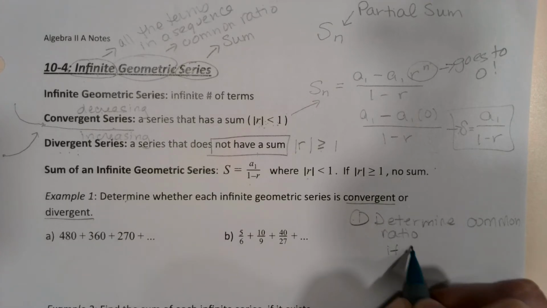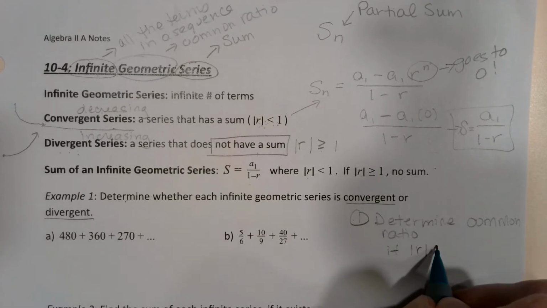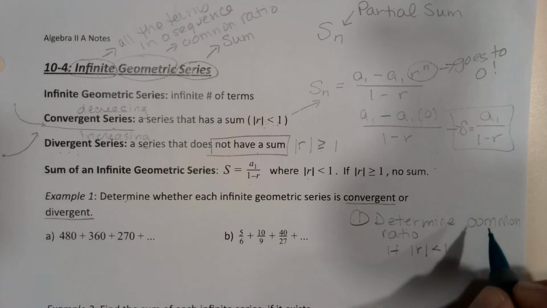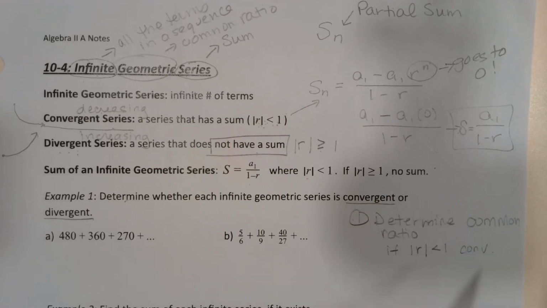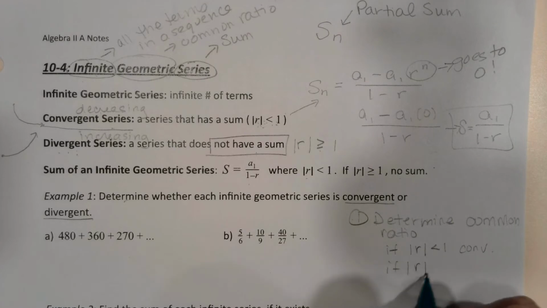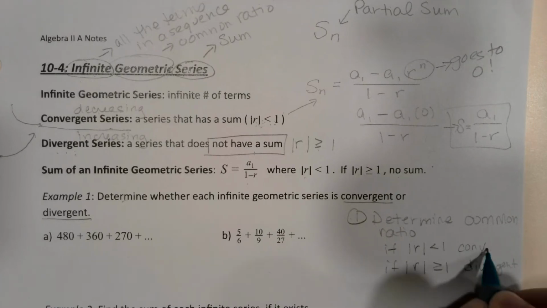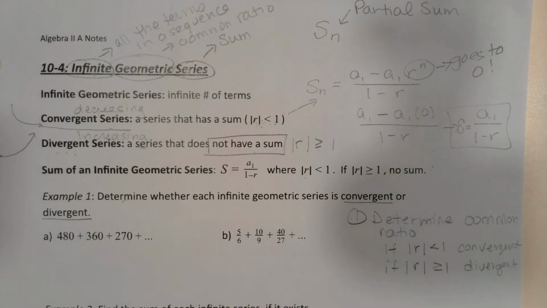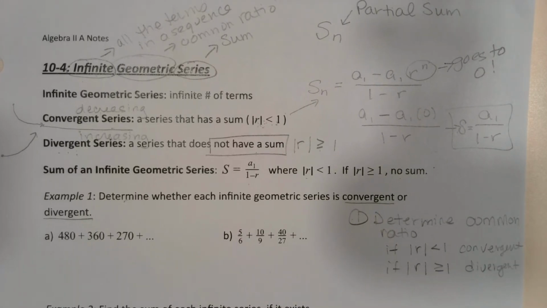Then if the absolute value of r is less than 1, then we're convergent. If the absolute value of r is greater than or equal to 1, it's divergent. Okay? So that's all we have to do when they're asking us, is it convergent or divergent? And something that I'm still noticing people are doing is choosing the wrong value to put on top. You always, always, always have to do the second term over the first.